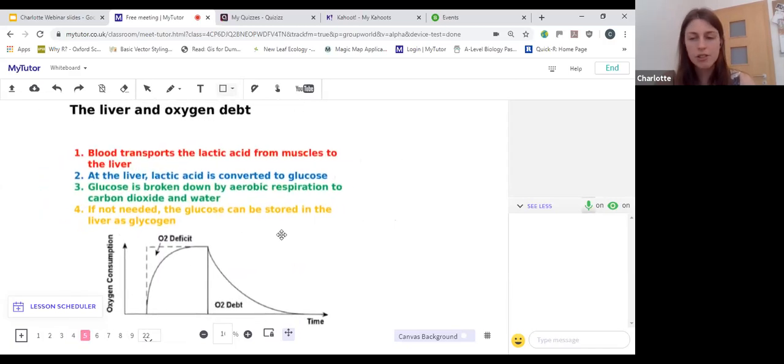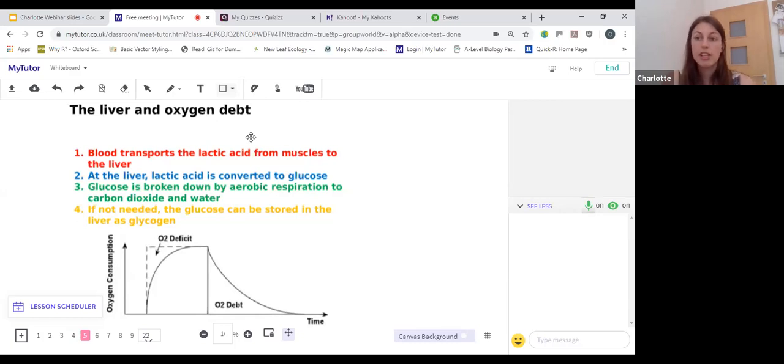So how does it do that? How does the liver get rid of that oxygen debt? So we've been exercising. We have been exercising really hard, so we've had to resort to anaerobic respiration because we just couldn't get enough oxygen to the muscles to keep up with the amount of respiration that we needed to do to provide the energy that we needed. So we've got a bit of a buildup of lactic acid.